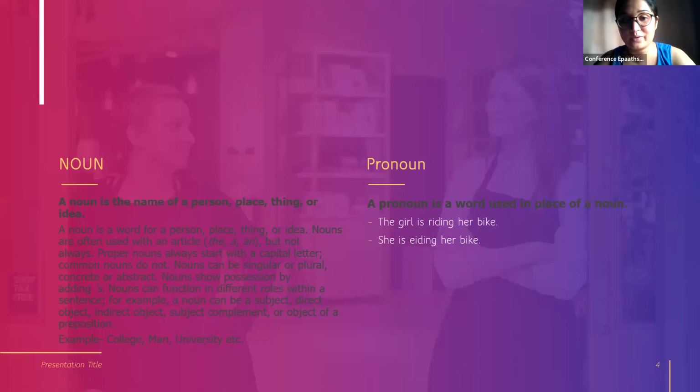So what is noun? Noun is a naming word. So any name of a person, place, animal, thing comes under nouns. And nouns can start with a capital letter, and nouns can be singular or plural.